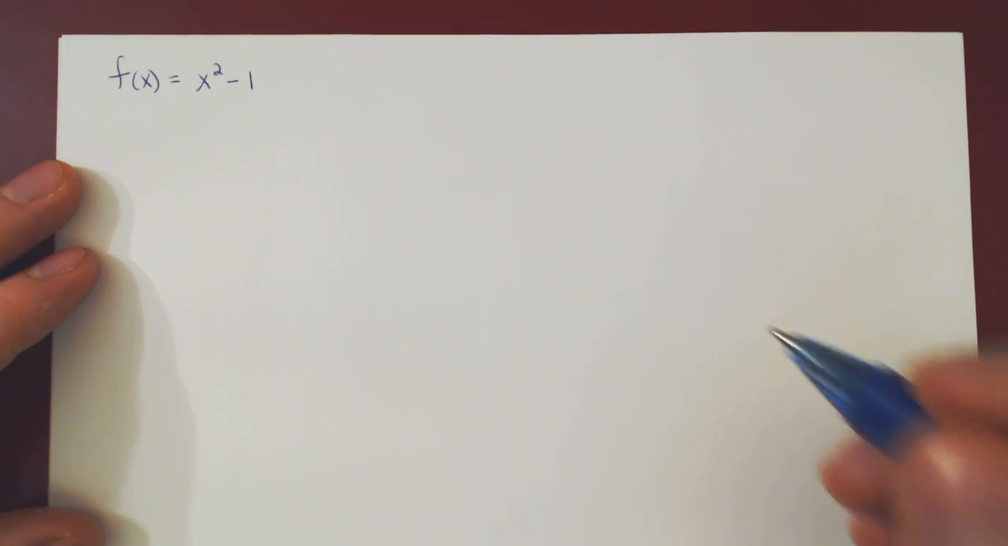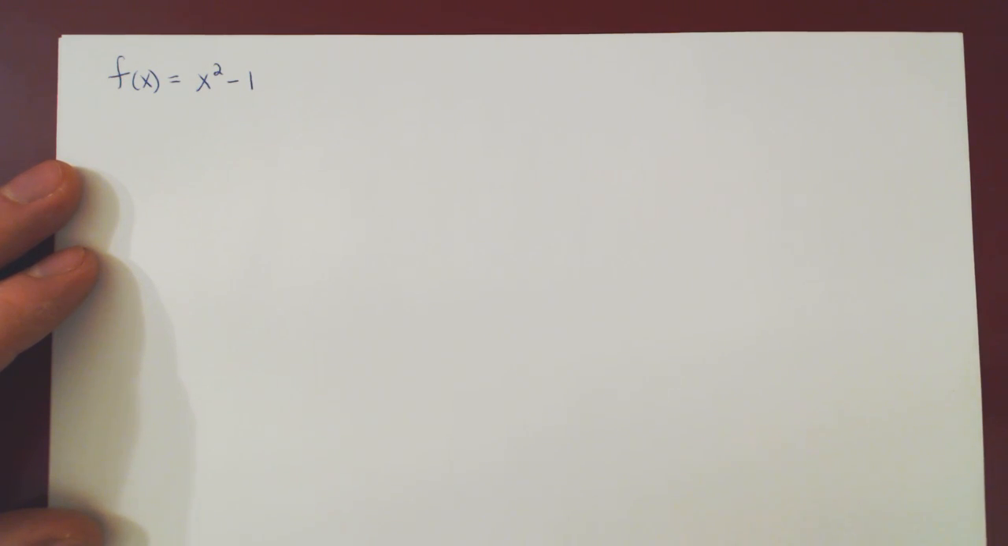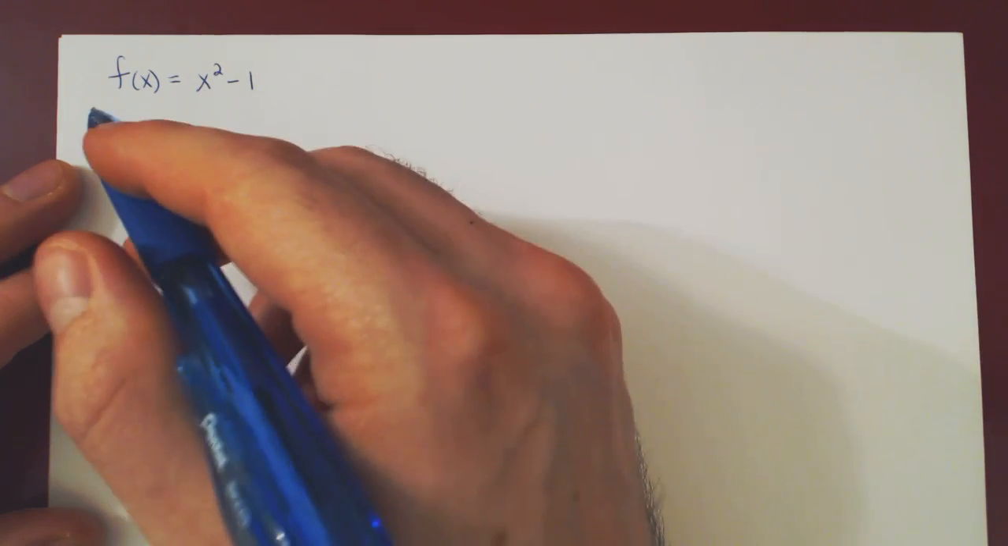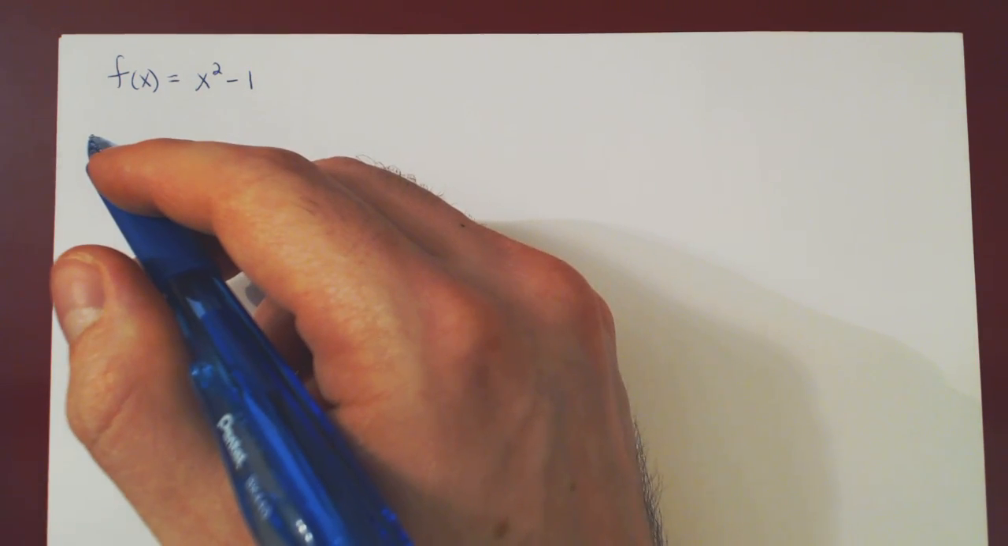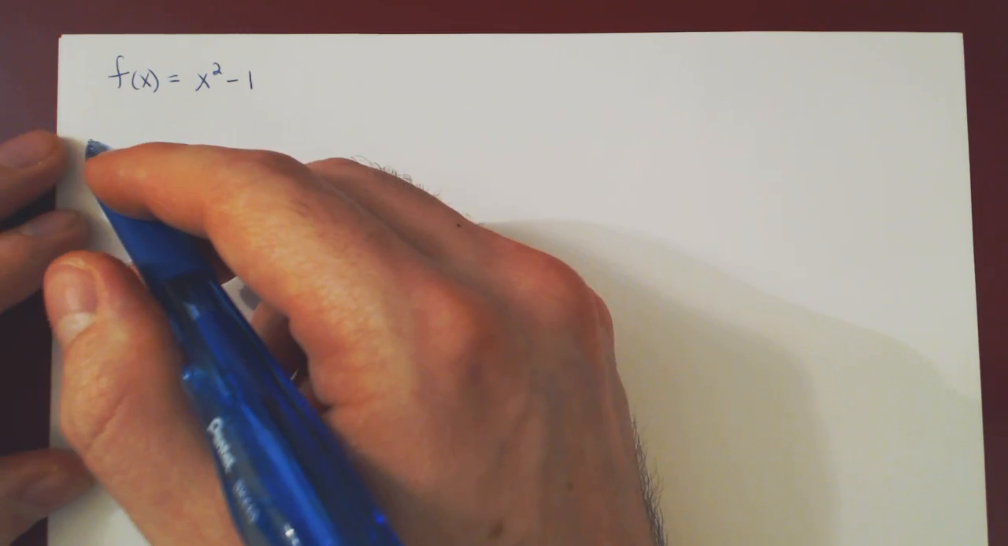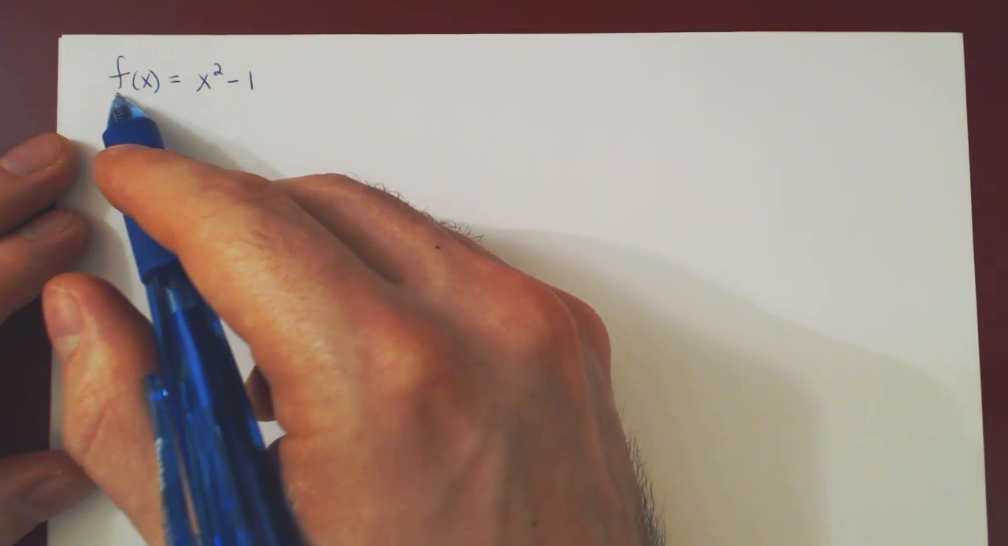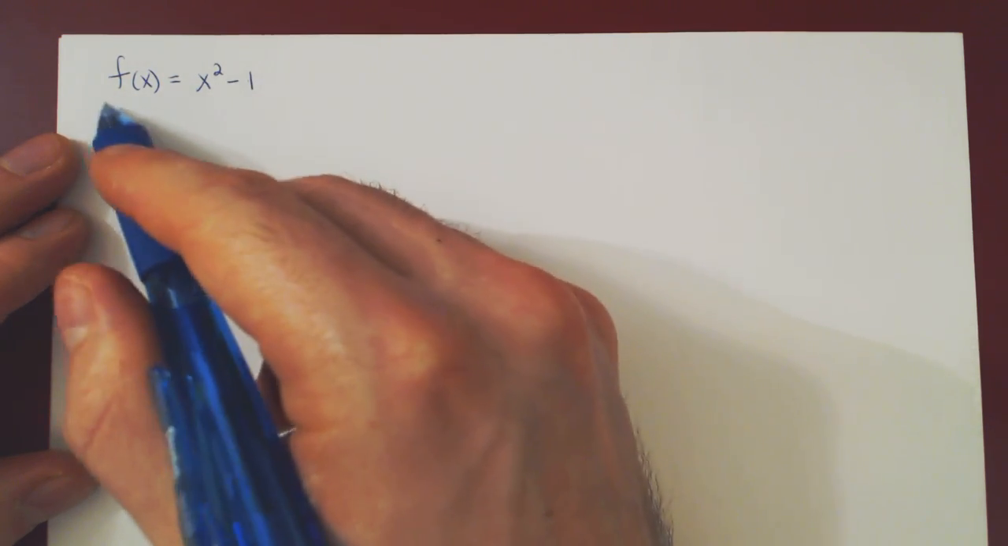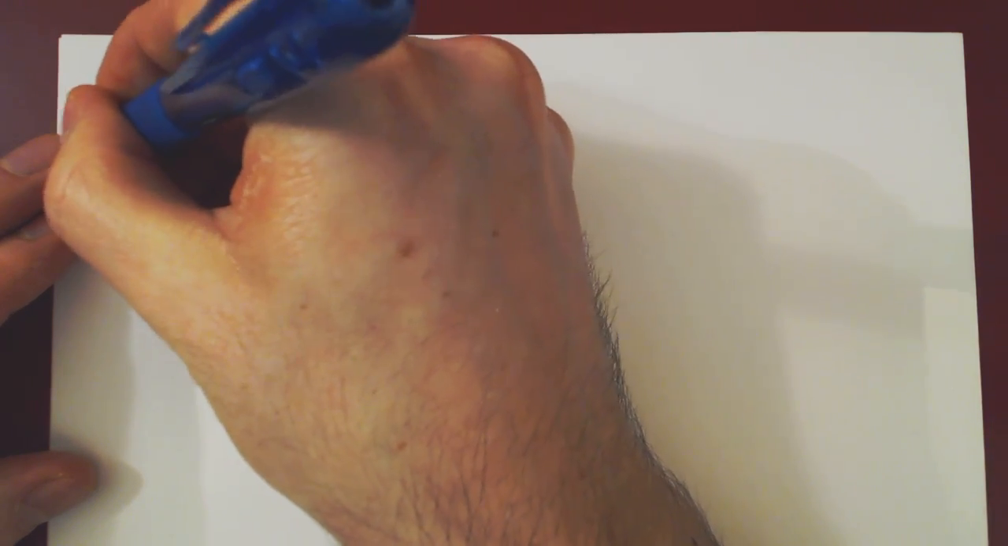Okay, so in this video, we will discuss the so-called definite integral. Before we do so, let us remind ourselves what is the indefinite integral. So suppose we have a polynomial f of x being x squared minus 1. So let us first recall the indefinite integral.